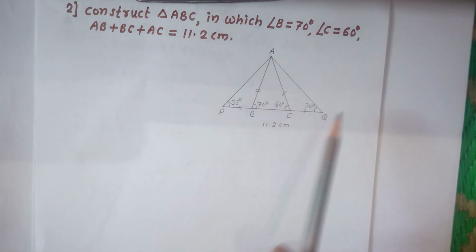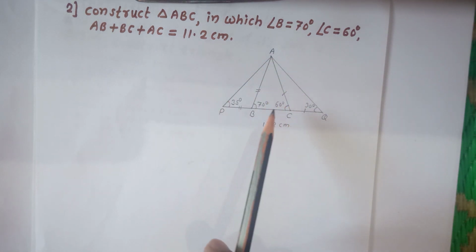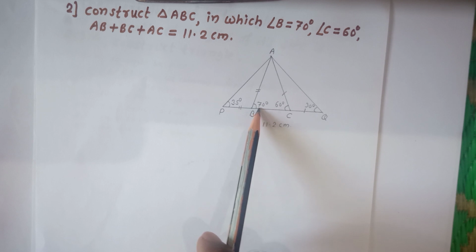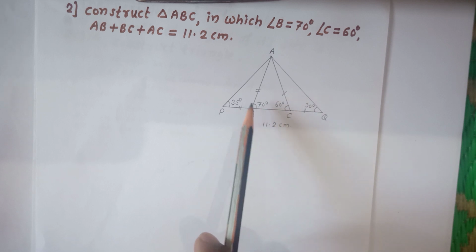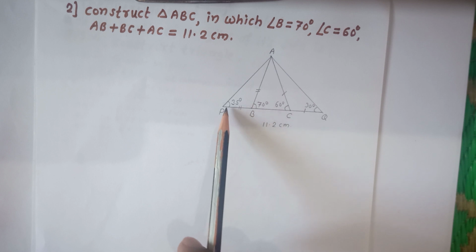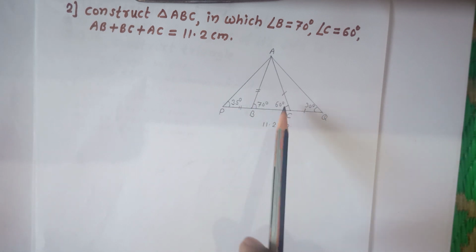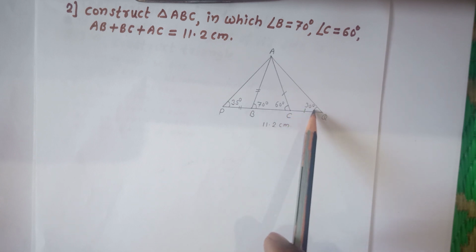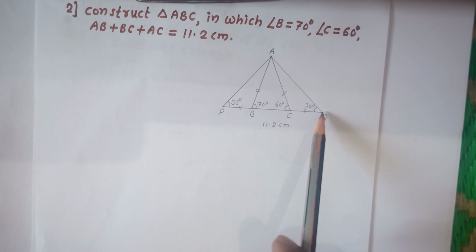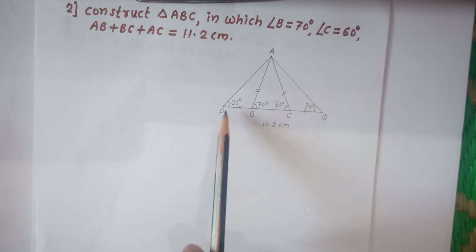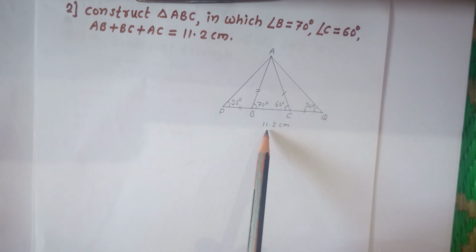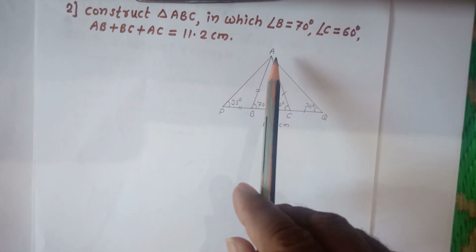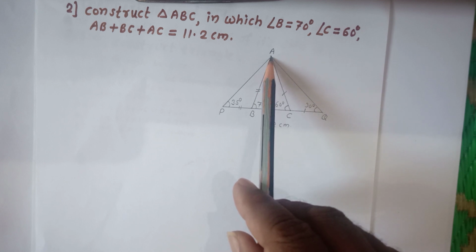At first draw the rough figure in which this angle B is 70 degree, half of 70 degree is 35 degree, therefore draw a ray making 35 degree at point P, and this angle is 60 degree, half of 60 degree is 30 degree, so draw a ray making an angle 30 degree at point Q, and this PQ distance is 11.2. So these rays intersect at point A.